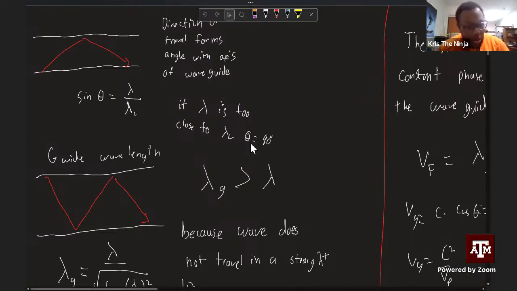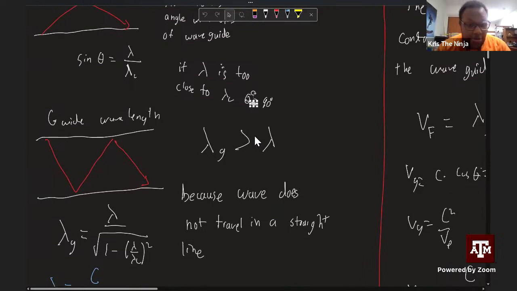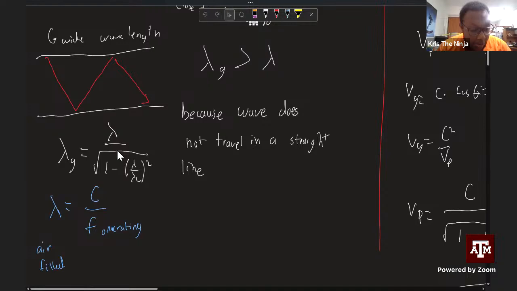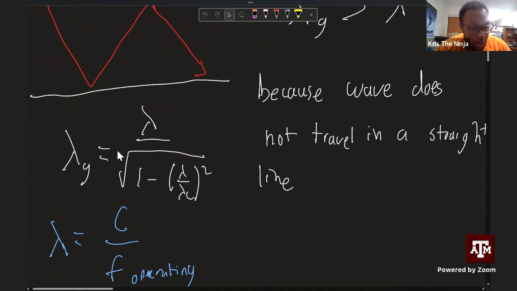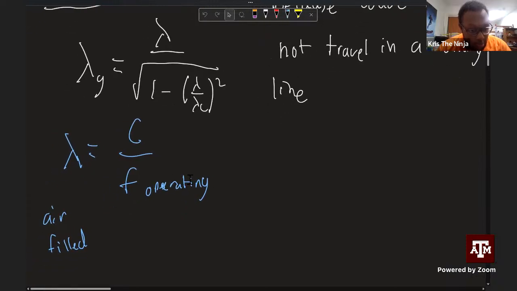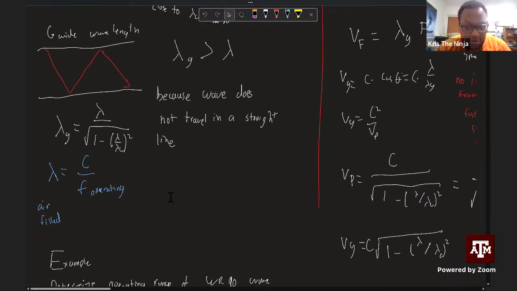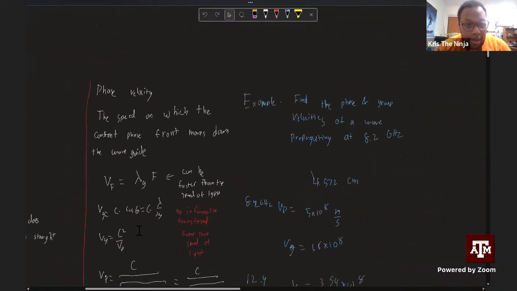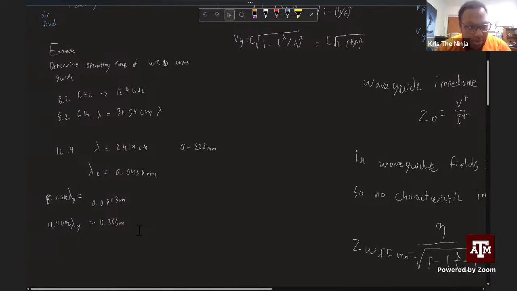So guide wavelength needs to be greater than lambda because the wave does not travel in a straight line. The guide wavelength you can find with lambda over 1 minus lambda over lambda c. For an air-filled one, you just take lambda equals the speed of light divided by the operating frequency. The other thing that goes along with this is, wait, hold on, let me make sure.